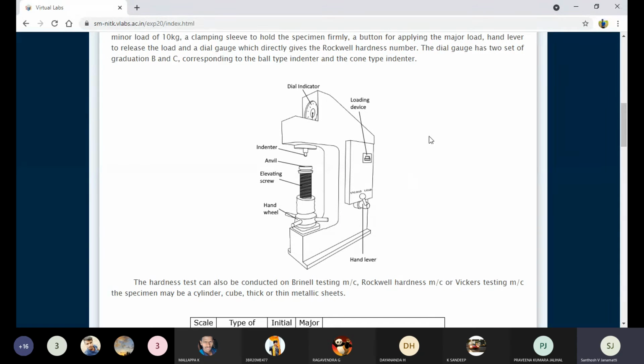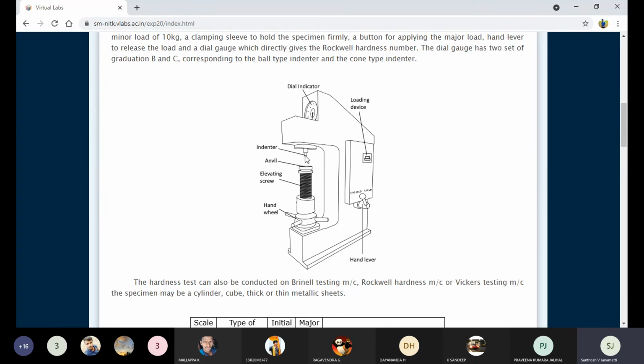Before applying the load, once you have set the load, you can come here, take your sample and keep it upon the anvil. Yes, this is the dial indicator. This is the measuring part, the above part. Sorry, the indenter. The dial indicator is here, and this is the indenter.